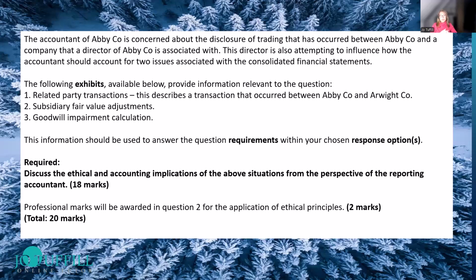The first exhibit is about the related party transactions. So that is to do with the first issue, the company director and its relationship with both ABCO and Arkwright Co. Number 2 is the first of the 2 issues to do with the consolidated financial statements, which is subsidiary fair value adjustments and goodwill impairment calculations. This information should be used to answer the question requirements within your chosen response option.